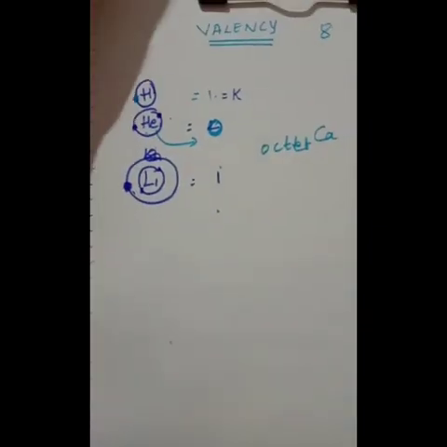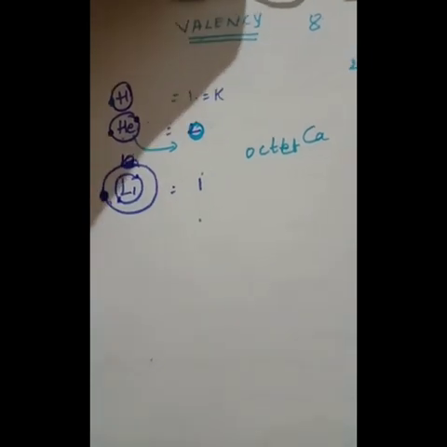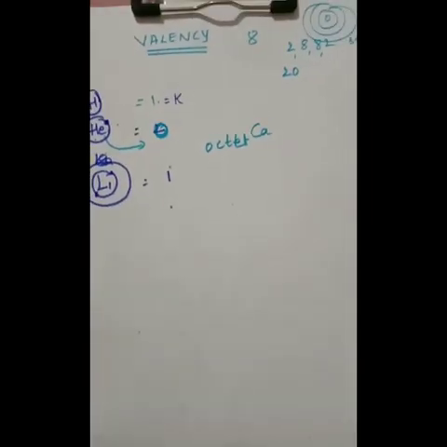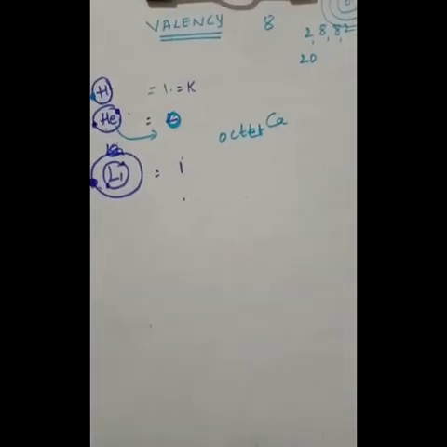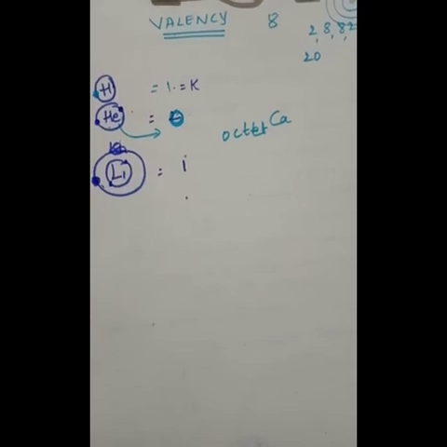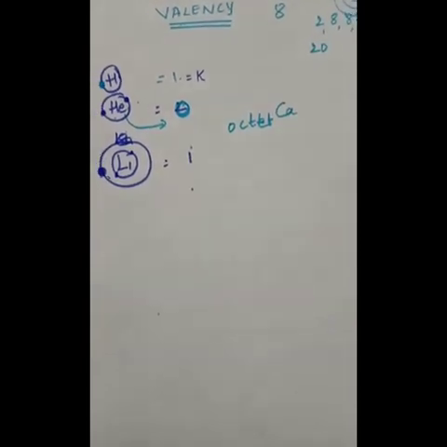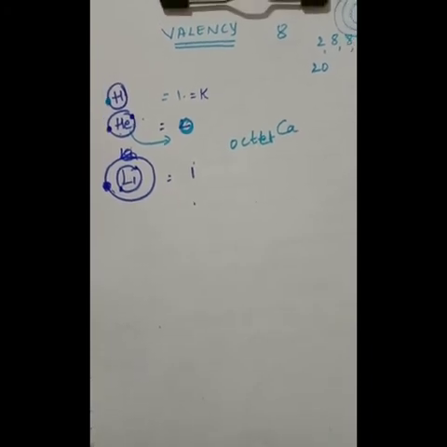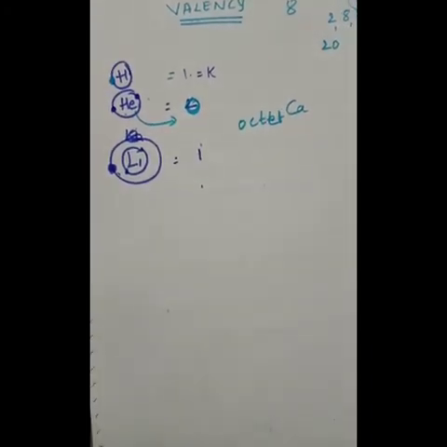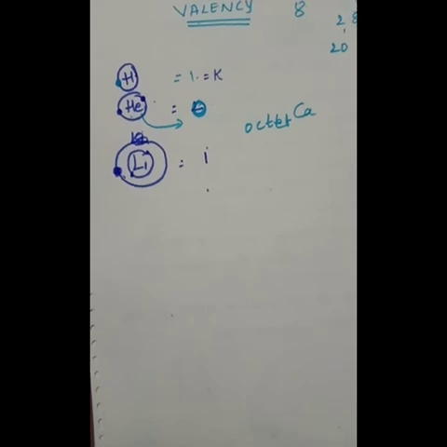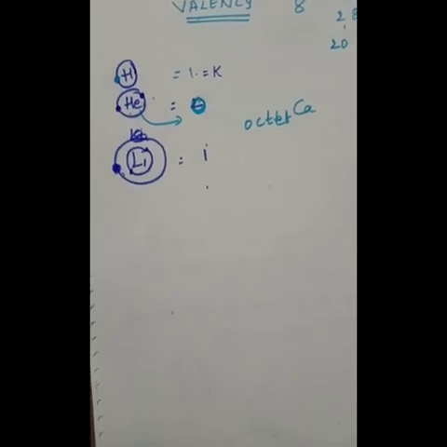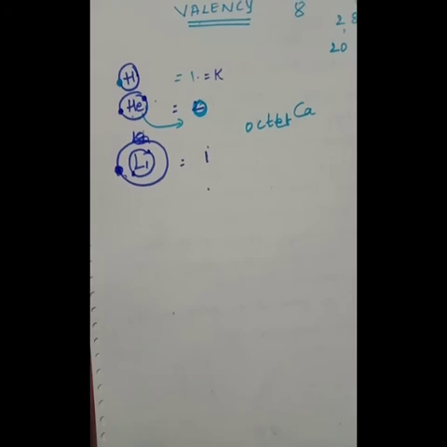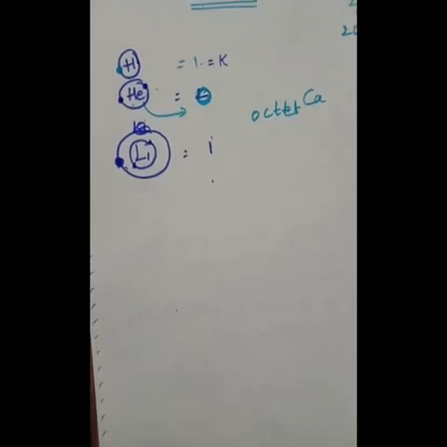Here, if you see fluorine, it is very easy for fluorine to gain 1 electron instead of losing 7 electrons. Hence its valency is determined by subtracting 7 electrons from the octet. So it is gaining 1 electron. Valency can be calculated in a similar manner even for oxygen. So what is the valency of oxygen that you get from this calculation? You need to tell me.